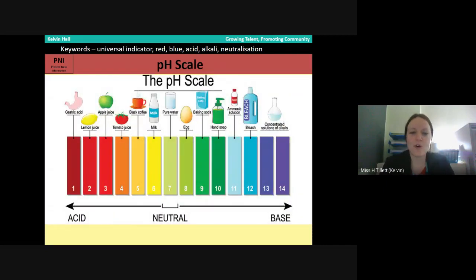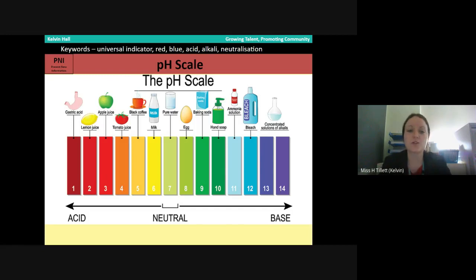Here's an example of all different things we might see at home and what colour they would change in universal indicator. Now, if we compared that colour to the scale, we also get what's called a pH number. So for example, right at the end of the scale, next to the acid, where we see 1, we see gastric acid. Gastric acid is basically the acid we have in our stomach, which helps us break down food. Lemon juice is next to pH 2. pH 2 is slightly weaker than stomach acid, but a lot stronger than something like milk, which has a pH of 6. Right in the middle of the scale is pH 7.